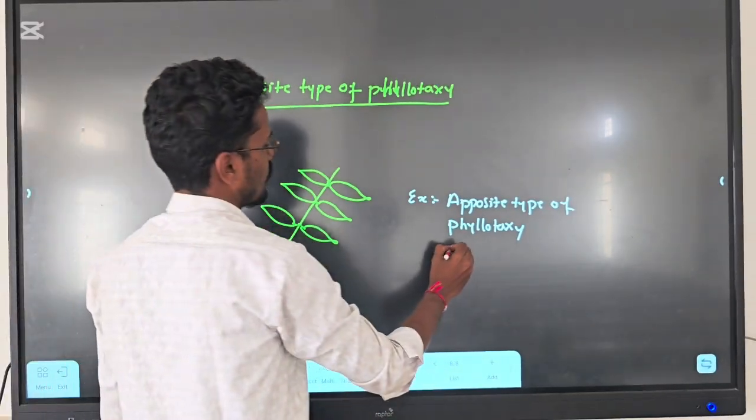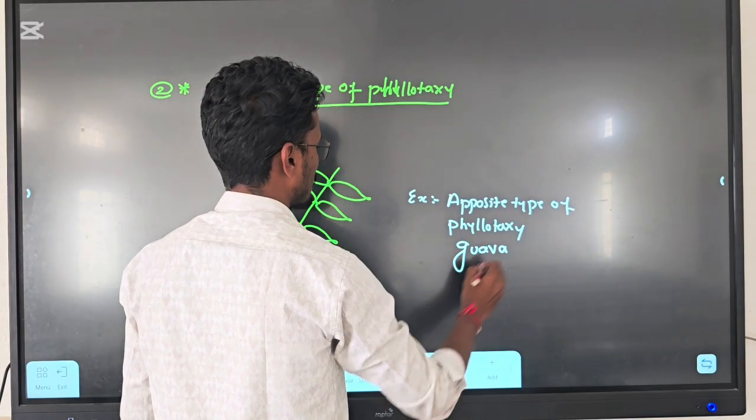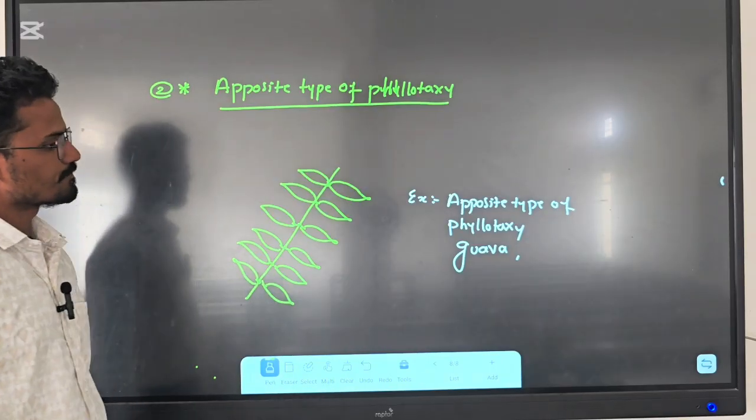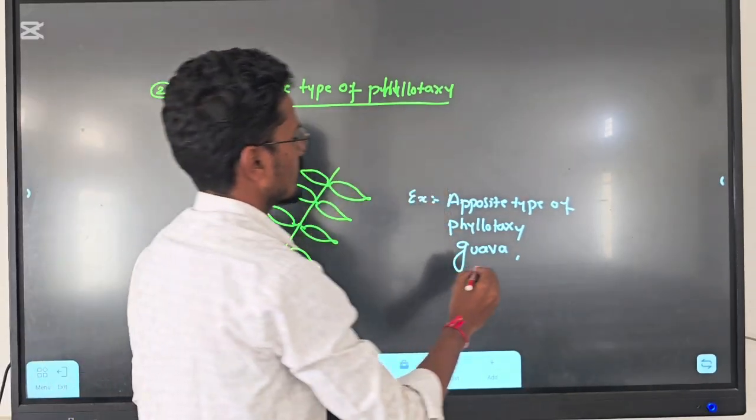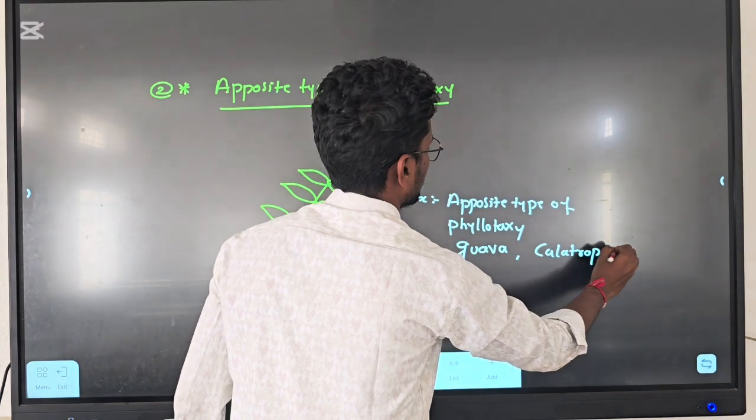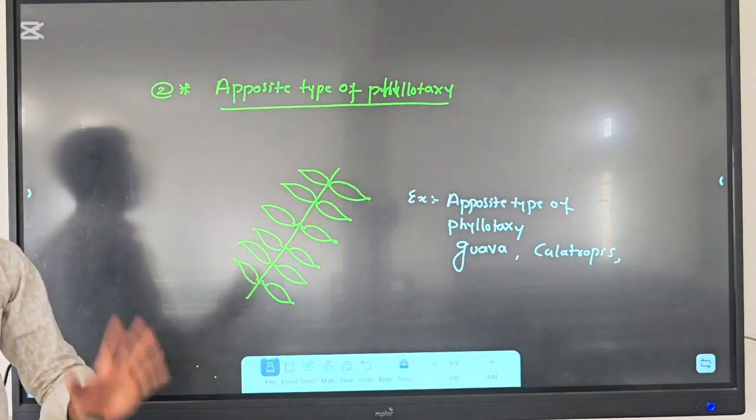Examples of opposite type of phyllotaxy, as your NCERT mentioned, are guava and calotropis. In these plants, you can see the opposite type of phyllotaxy.